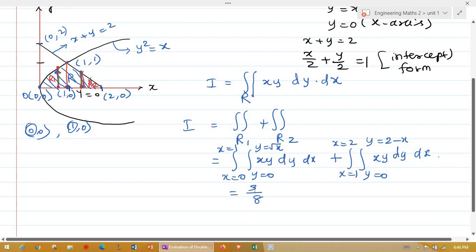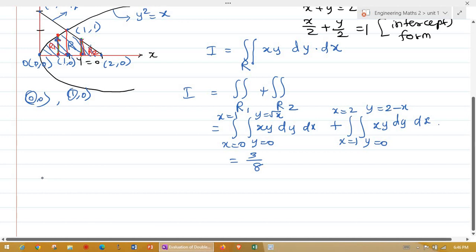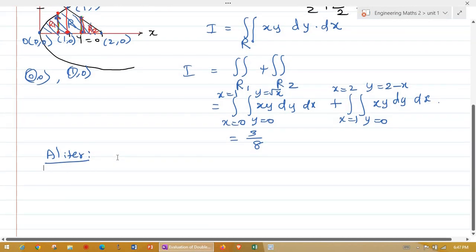In case you change the order, that is, if you choose a different order of integration, then we can write one more alternate method. We have to integrate x first, then integrate y second. At that time we can write the I value equals the double integral over R of xy dx dy.